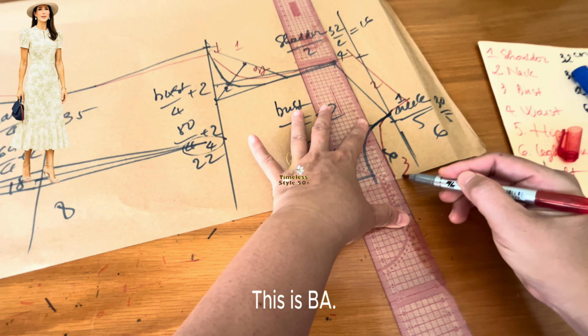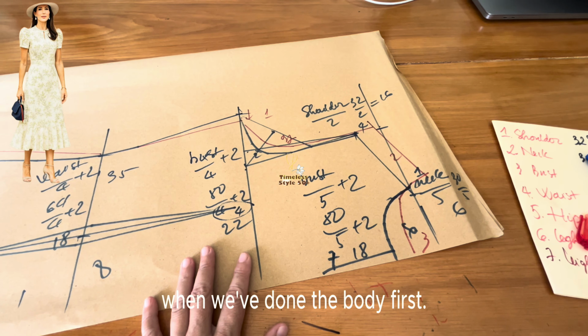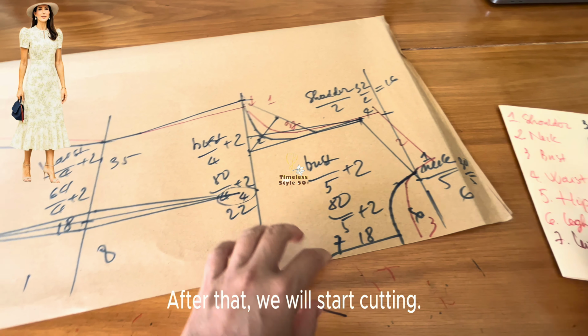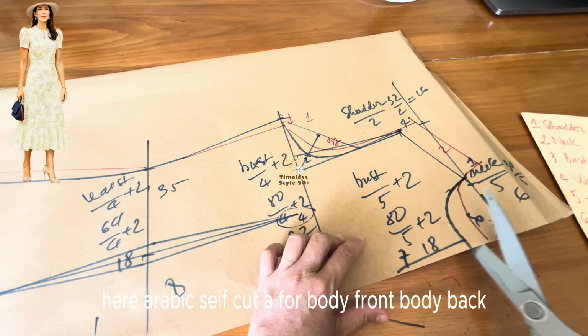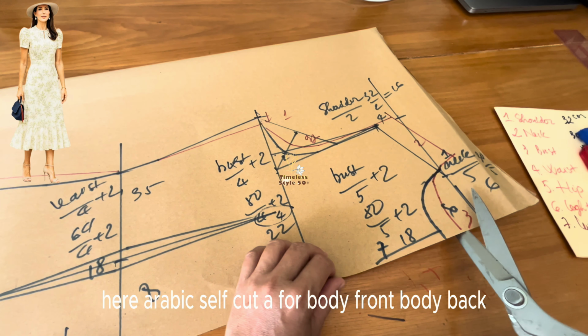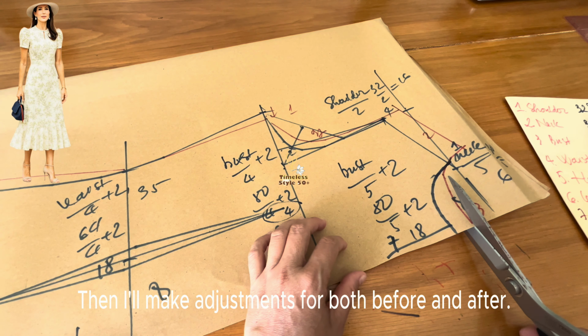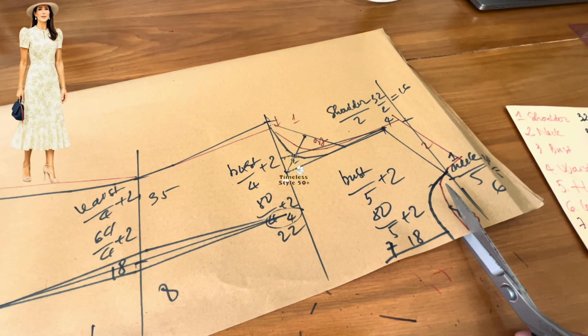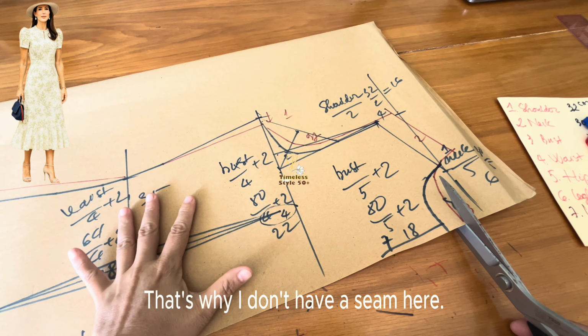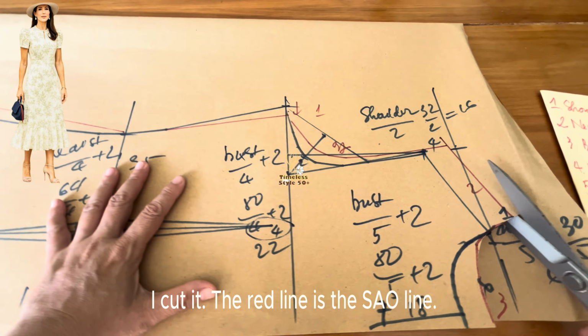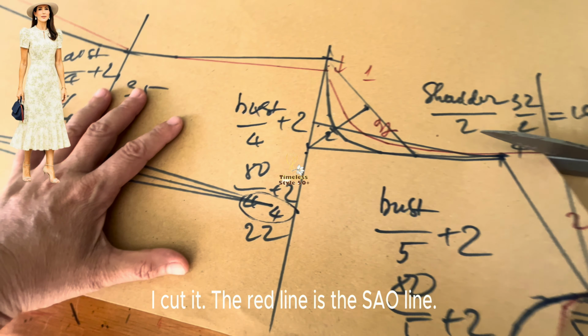This is the back. Then later, when we've done the front body, after that, we will start cutting. Here I will cut the front body and back body on the same two pieces of paper. Then I'll make adjustments for both front and back. That's why I don't have a seam here. I cut it. The red line is the cutting line.